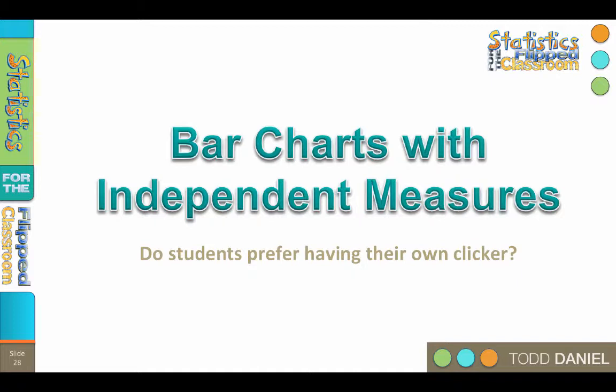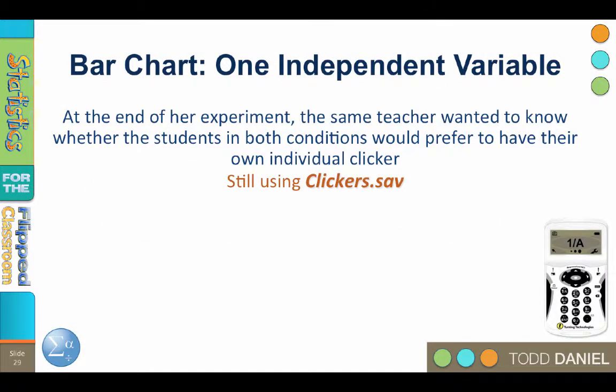We have already seen one way of creating bar charts using the frequencies command when we plotted the independent measure of gender. Now we are going to plot a bar chart with independent measures using the chart builder. We are still using the dataset clickers.sav. This time, our research question is this.